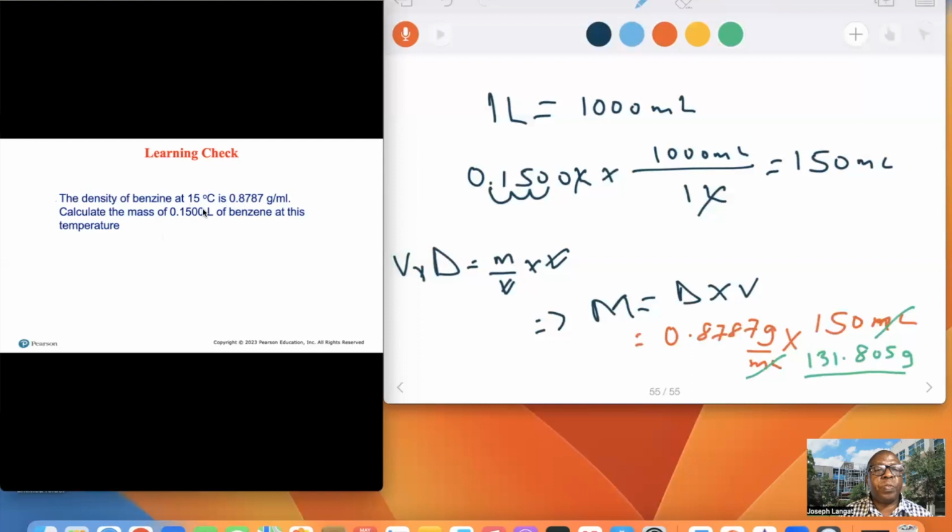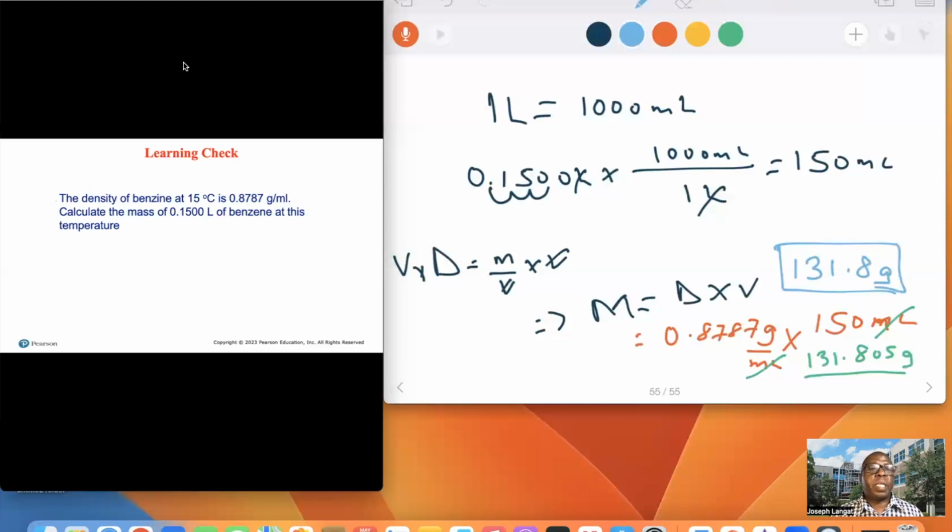We didn't use 15 in our calculation, so our final answer should be 4 significant figures. The correct answer is 131.8 grams. We look at the significant figures later on. Pay attention to significant figures. I know you covered this concept before, and that is the correct answer.